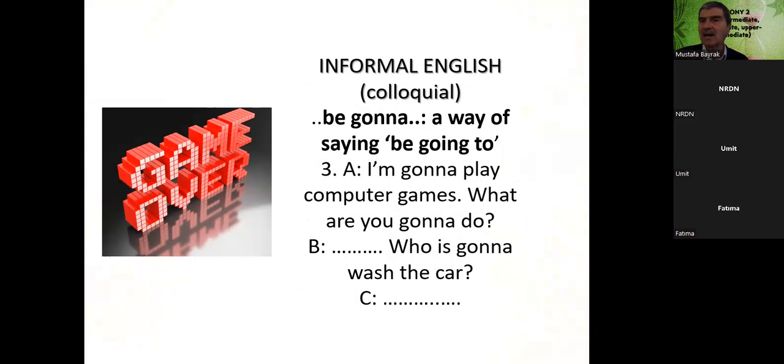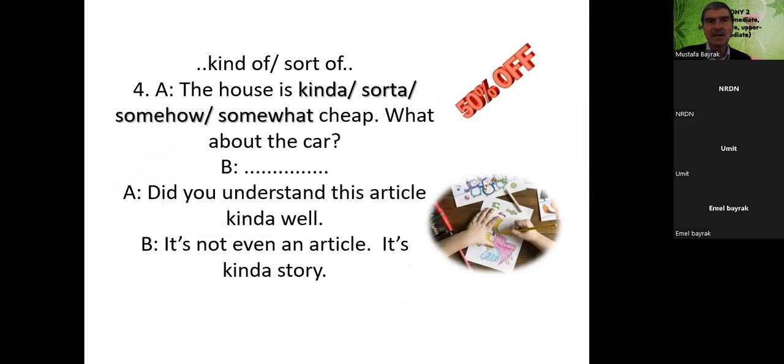For example, I am gonna play computer games. What are you gonna do? I am gonna play music. Who is gonna wash the car? Tony is gonna wash the car. They omit to, they don't use to. Instead of it, gonna is preferred. We use gonna.